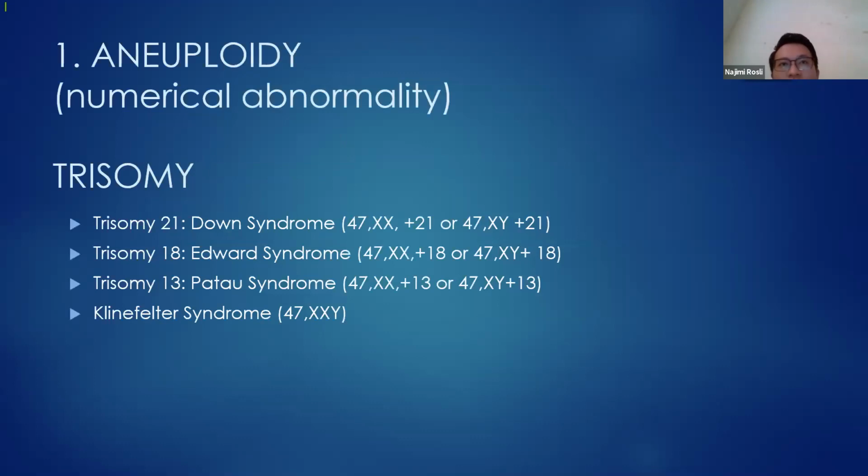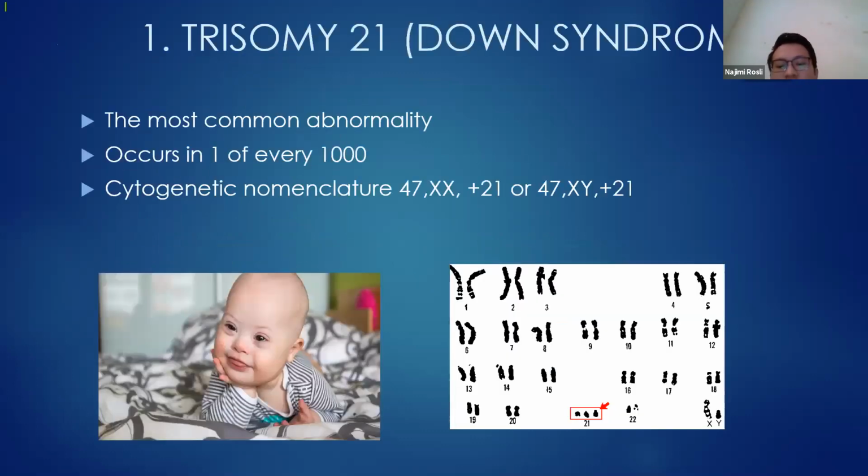Okay. First, we go to the first chromosomal abnormality under the numerical abnormality, which is Down syndrome, trisomy 21. It is a syndrome associated with the presence of an extra chromosome in chromosome 21. It is the most common chromosomal abnormality worldwide, as it occurs in 1 of every 1,000 live births.